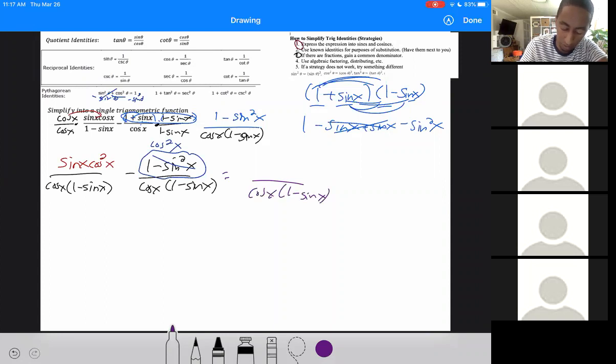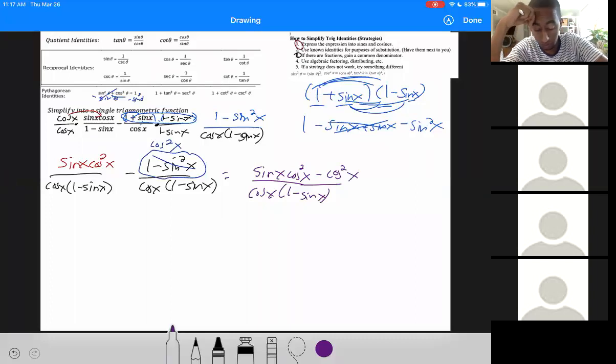Denominator the same, and go ahead and okay, that's going to be sine of x cosine squared of x minus cosine squared of x. Right?